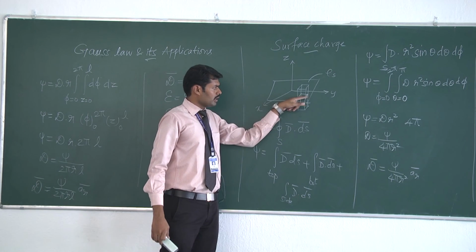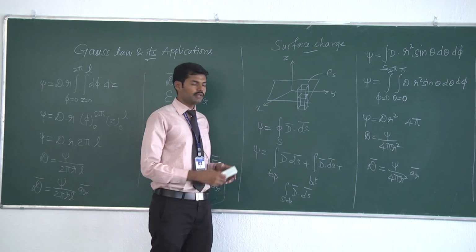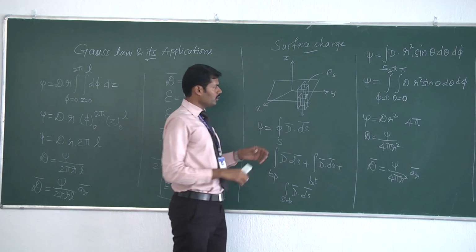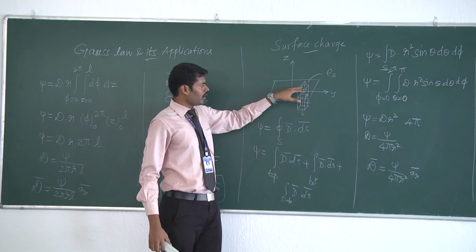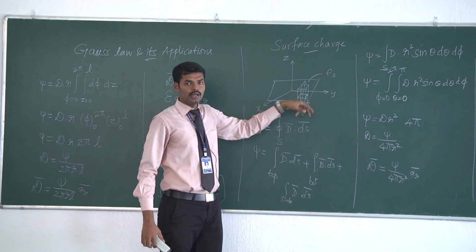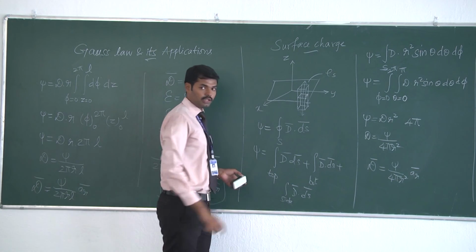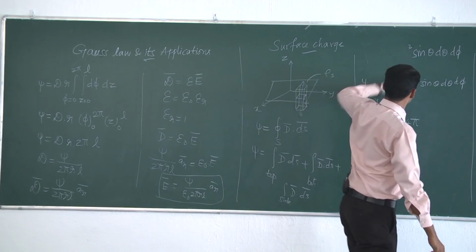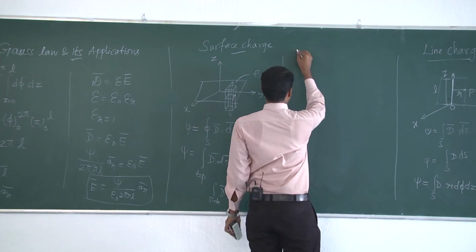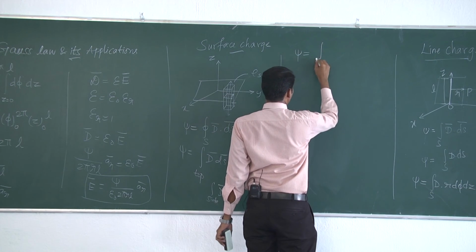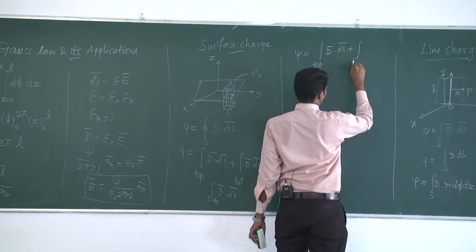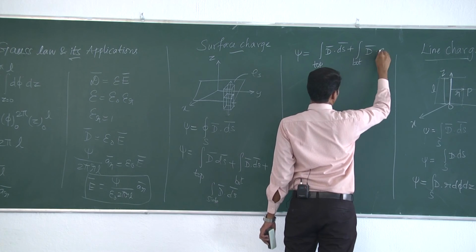So this is our surface that we have considered. Electric flux density will be flowing upward and it will be flowing downward. So we will have electric flux density along the top surface and the bottom surface, whereas we will not have electric flux density along the side surfaces. So here this integral will become 0. So this equation becomes psi is equal to top surface integral of D vector dot dS vector plus bottom surface integral of D vector dot dS vector.